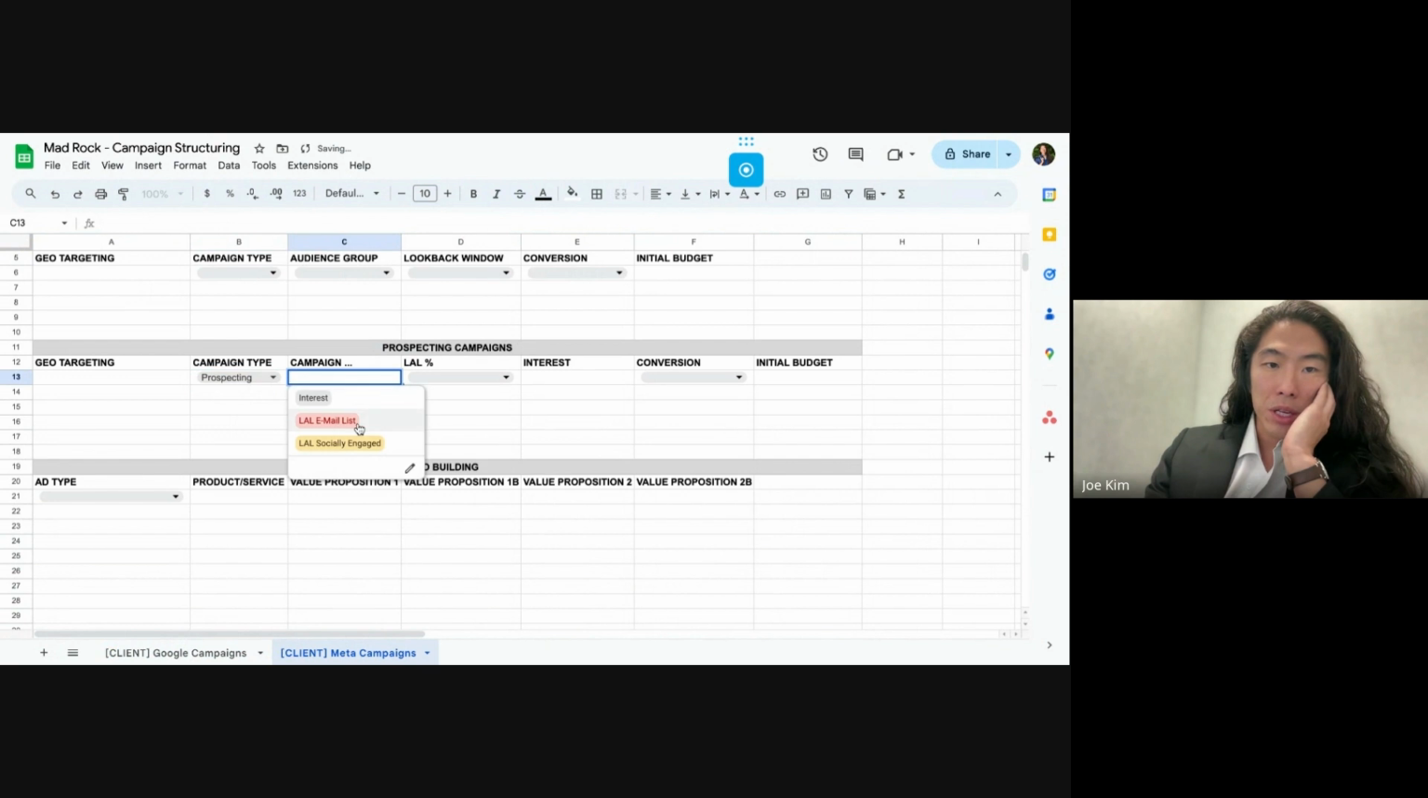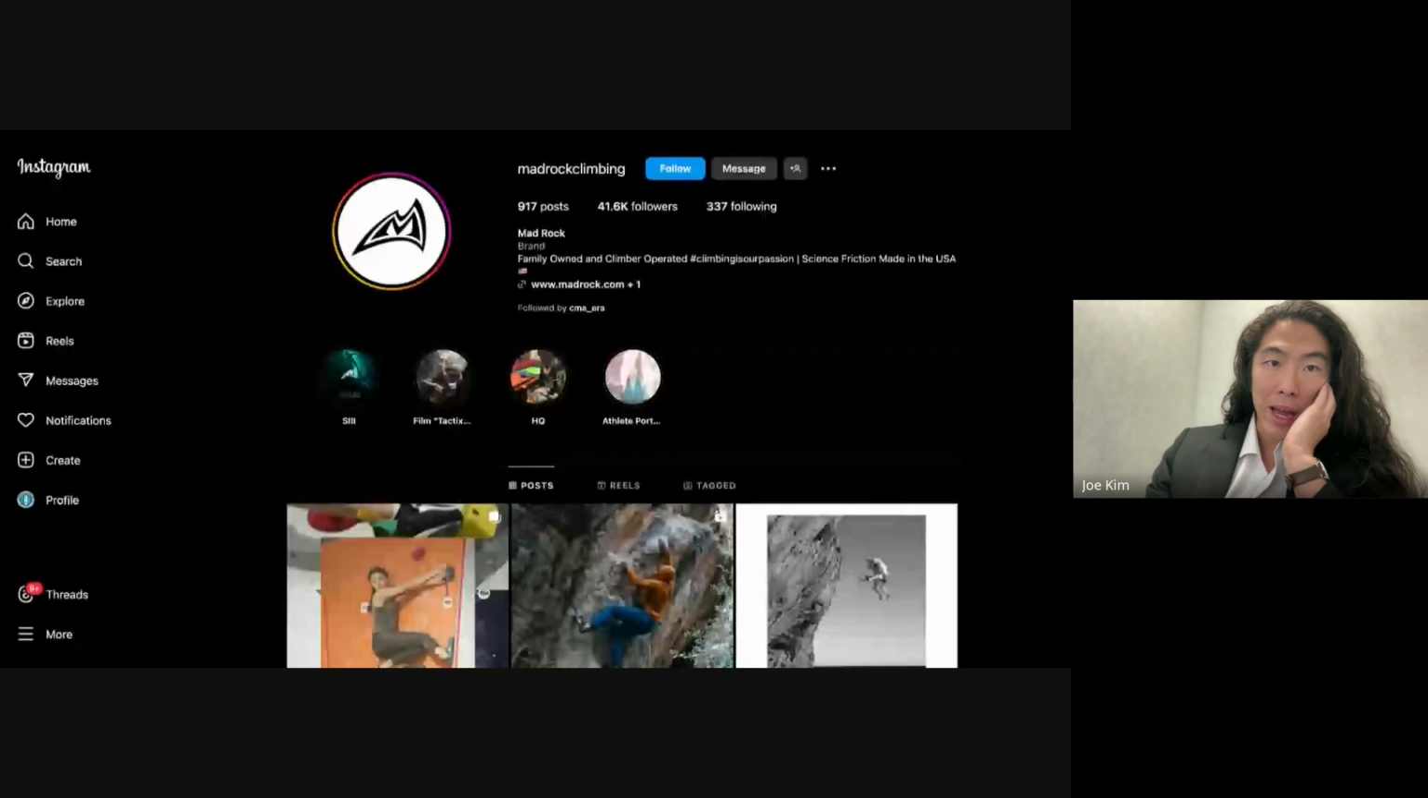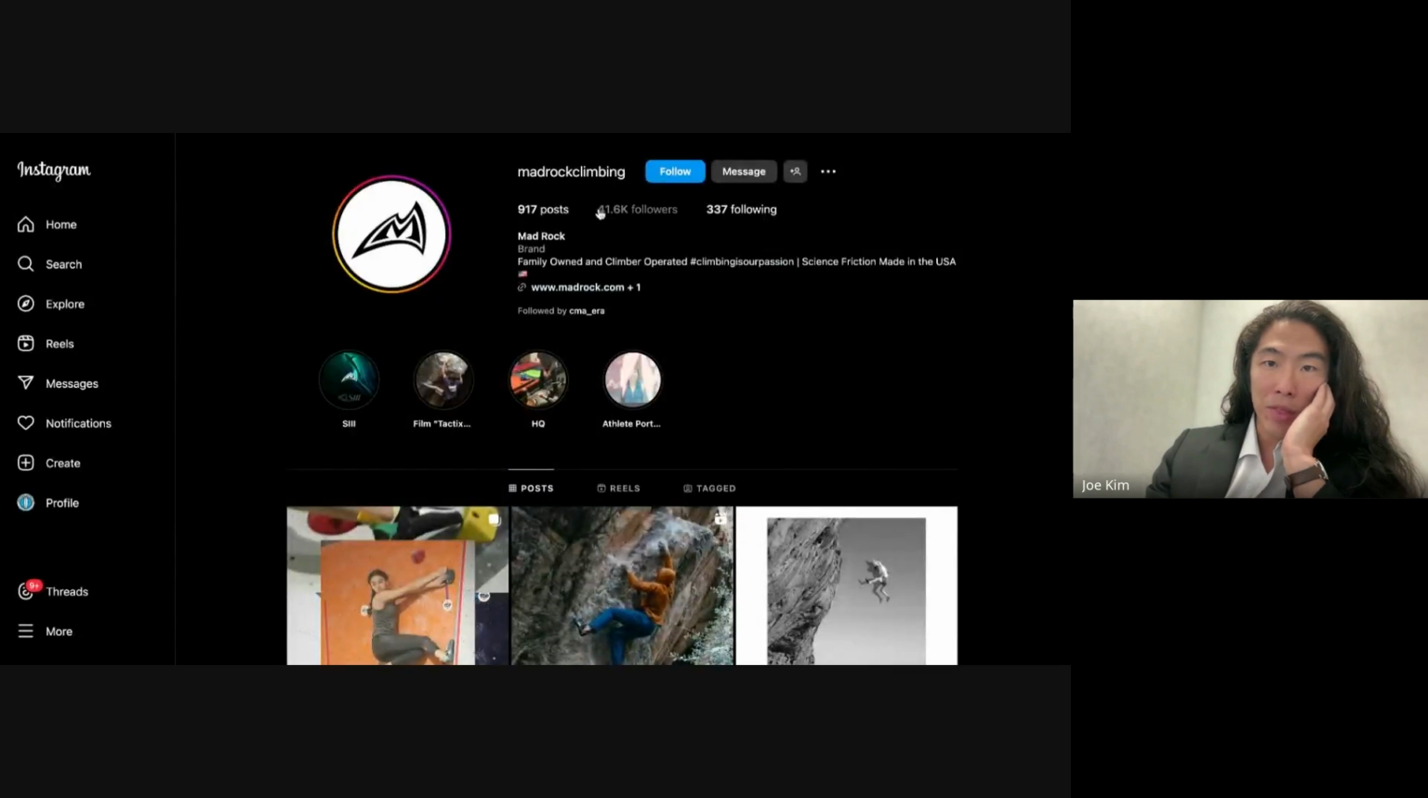So let's see. These are some simple ones. You can retarget or prospect based off of lookalikes on your email address or your socially engaged. Looking over at their socials, 41,000 followers, that's pretty good. And you would definitely want to engage or engage lookalikes of those users.